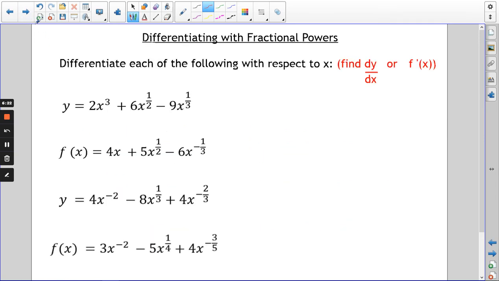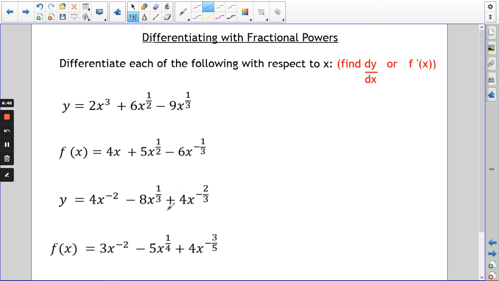The rule is the same. We're still going to bring the power down and multiply and take away 1 from the power. It's just a little bit trickier when you're working with fractions, especially if the fractions and the coefficients don't go particularly well together. So down here you can see we've got a third and we've got an 8, and that's not going to work very nicely, but we do the best we can.